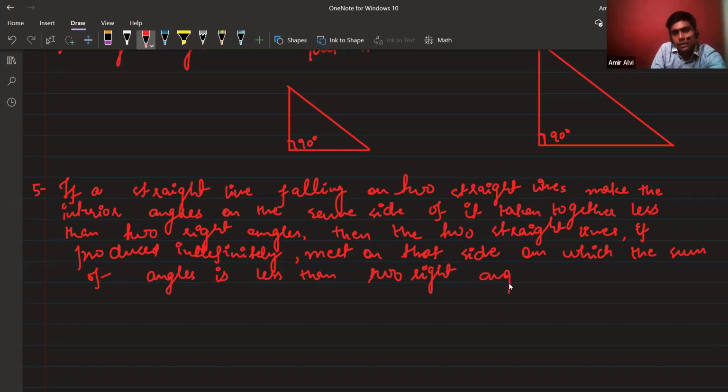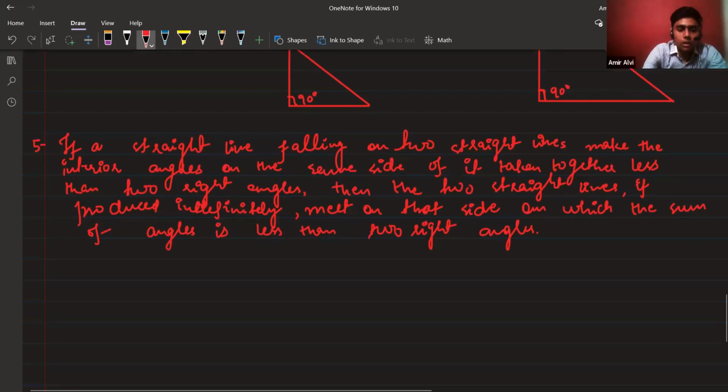Just a second, let me take a snip of the figure, because it's a little bit complex figure. So let me take the snip of it. It's looking long, but the concept is very easy.